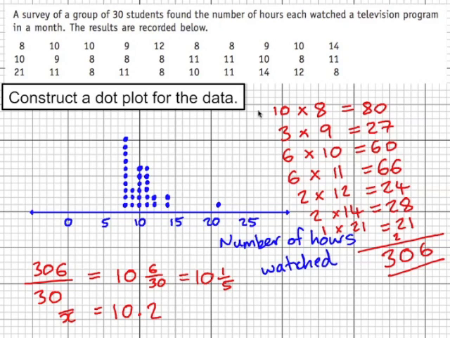To work out the median, I need to put the data in order and find the middle score. And another benefit of a dot plot is that we now have the data in order. We have 30 scores, so our middle score is between the 15th and 16th scores. We have 10 8s, 11, 12, 13, 14, 15. 15 and 16 both have a value of 10, so our median is 10.